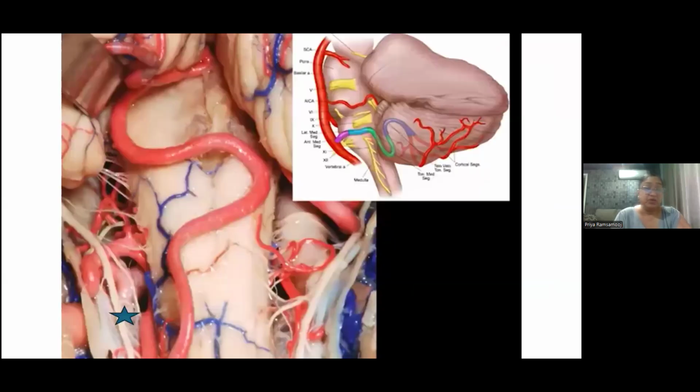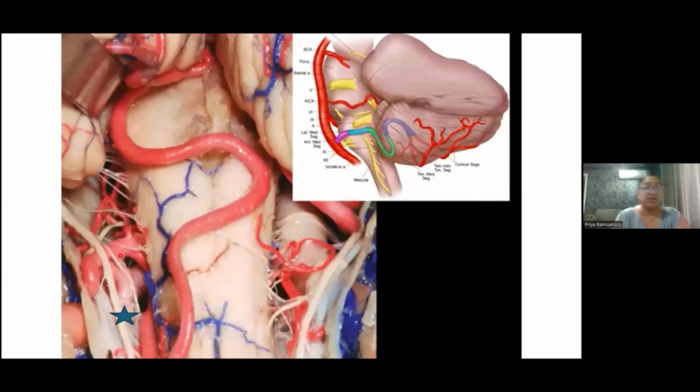Now, this is to actually show you the course, right? So where this star is, if you follow with me, in essence, what happens is that the posterior inferior cerebellar artery winds backwards around the upper part of the medulla oblongata, right?